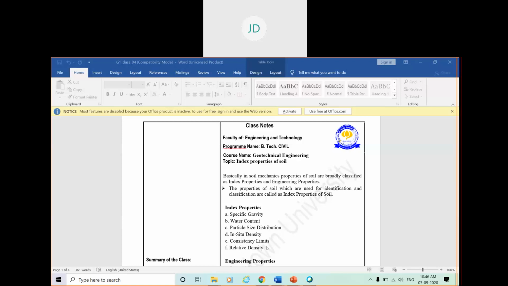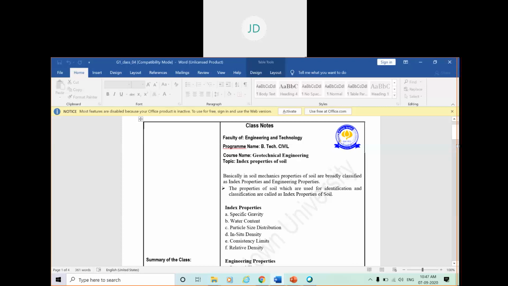Next, consistency limit. It is a very important term, especially for fine-grained soil. And then relative density, or density index. So these are all the index properties we are going to discuss. For classification or identification of a particular soil, you need to know these properties: specific gravity, water content or moisture content, particle size distribution, in situ density, consistency limit, and relative density.